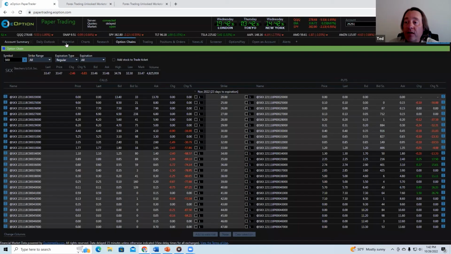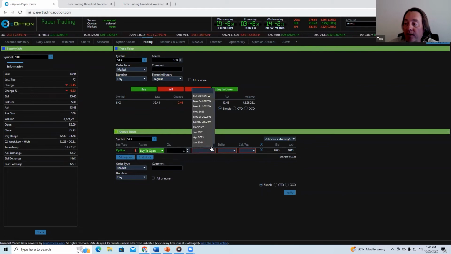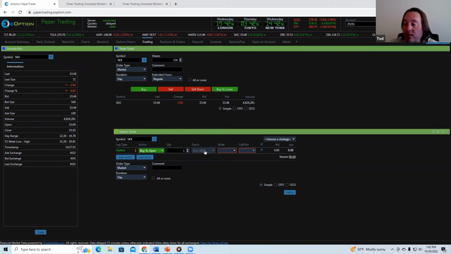The put, let's take a look at the price. So 33, we go to our trading, and now we change the symbol to SKX. We put that in. And then we add option, we go into buy to open because we are buying. Remember, quantity is 1. Expiration, we're going to go with the late November. Oh, wait, not November. Let's go with this one here. Strike price is 33. And we're going to look at the put first.